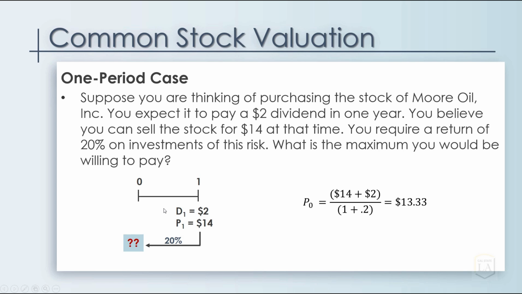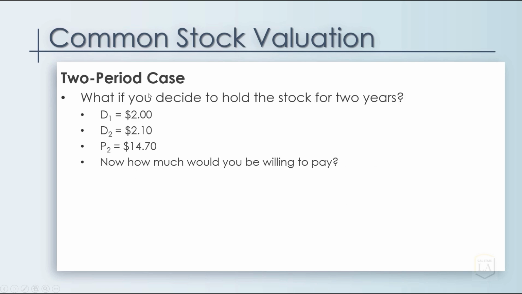From now on, we're going to extend the time period. Let's suppose you're holding onto the stock for one more period. So you're deciding to hold the stock for not just 1 year, but for 2 years. You're expecting the dividend for the first year to be $2. Then if you hold it for one more year, you're going to be paid an additional dividend worth 2.1. At that time you sell it, and the stock price is going to be 14.7. These are all assumptions. Based on all these assumed values, how much would you be willing to pay?